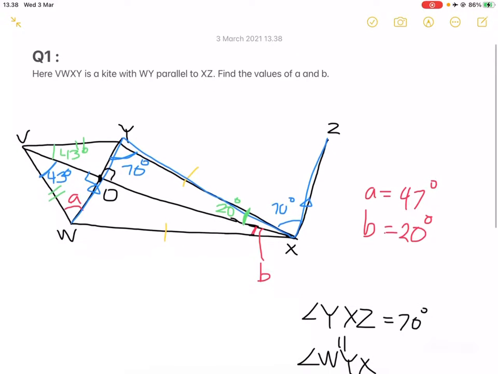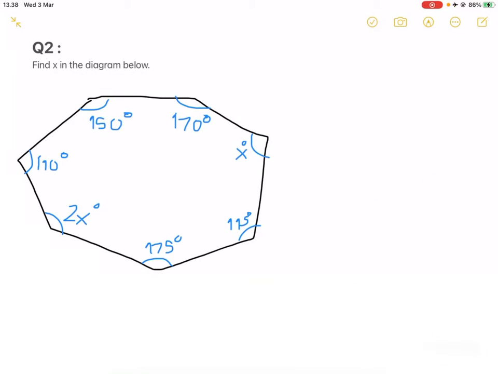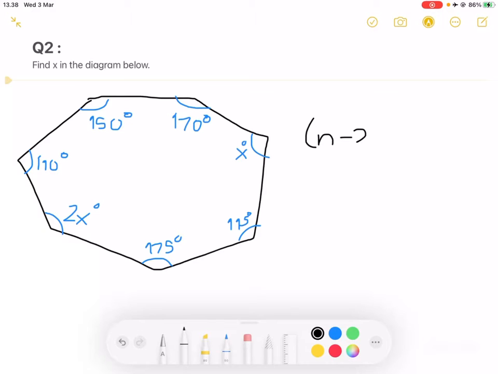Alright, so that's the first question. Let's jump into the second one. For the second question, we have this polygon right here, and we need to find x. So we can use the sum of the interior angles in an n-sided polygon, which is n minus 2 times 180 degrees. And to find out what n is, we can just find the number of sides this polygon has. So we have 1, 2, 3, 4, 5, 6, and 7.